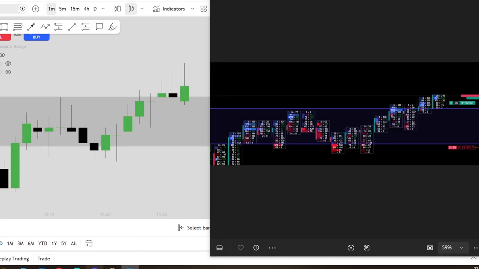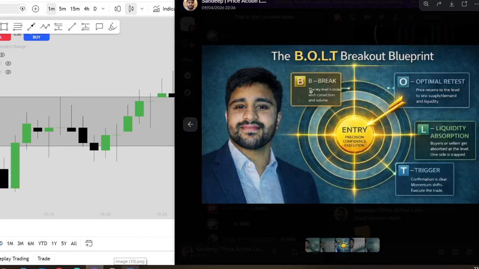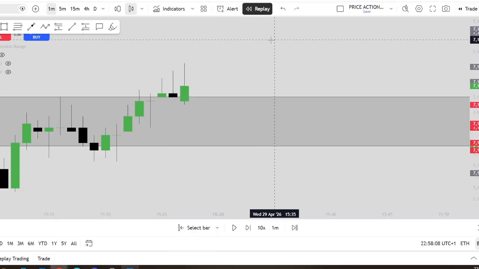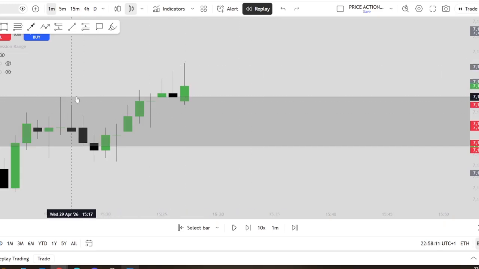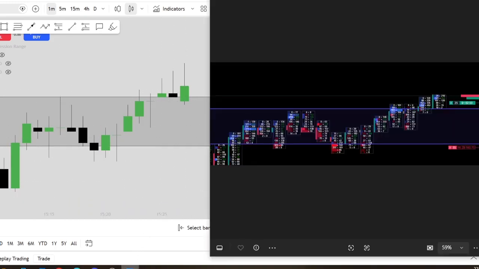So from here, let's break this down. What does the Bolt stand for? Break. We want to see a break. My rule of thumb when looking for a break is it needs to be at least one candle, and it needs to have a body. A body needs to close outside of the zone. I don't feel comfortable using wicks to do it. It needs to be a body. It can be a full body or a partial body. As long as it's a body and not a doji or just a wick.